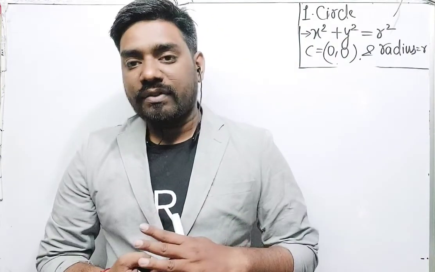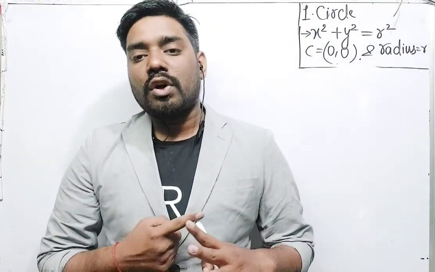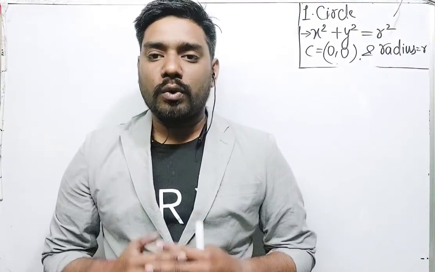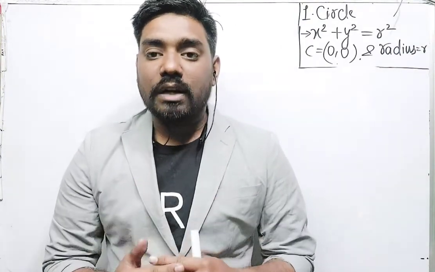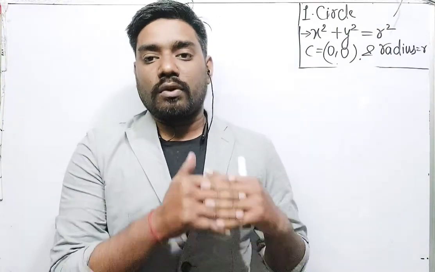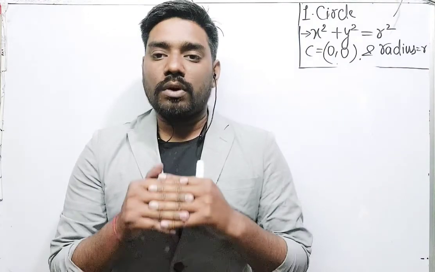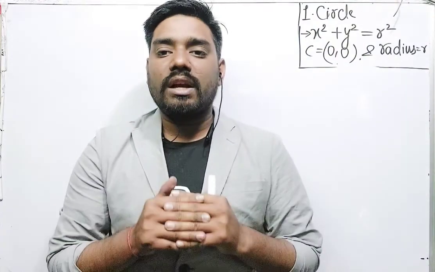Today we are going to discuss the equation of the tangent of the various conic sections such as circle, ellipse, parabola and hyperbola. After finding the equation of the tangent, we will discuss the shortcut method to find the equation of the tangent. In that shortcut method you need not remember each and every process.